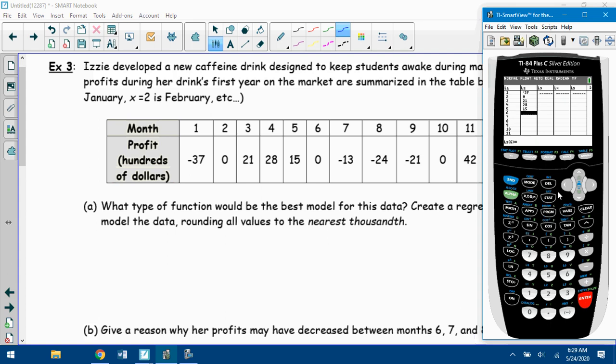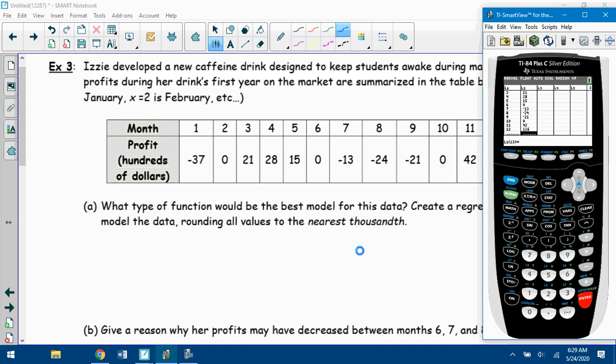Sometimes it takes a while to catch on. Until June, in month 6, she's back down to 0. And then for a while, in months 7, 8, and 9, she seems to be losing money again. That's too bad. But then in month 10, she's back even. November, she's up to 42. And December was 116, her best month yet.